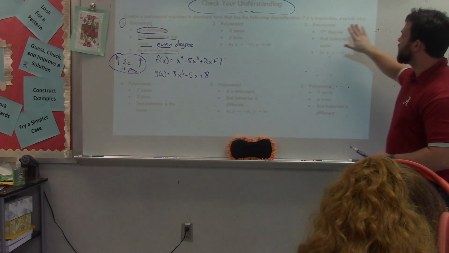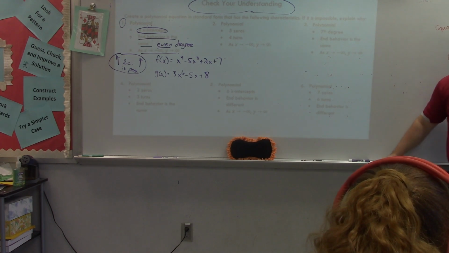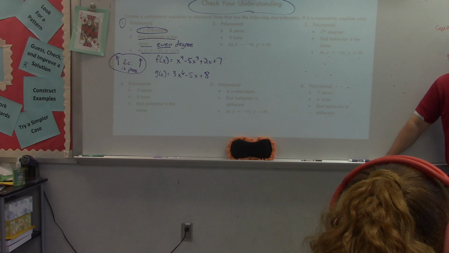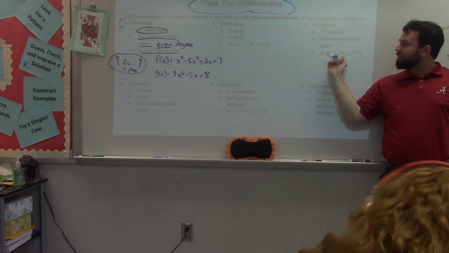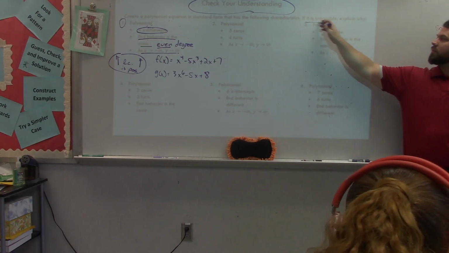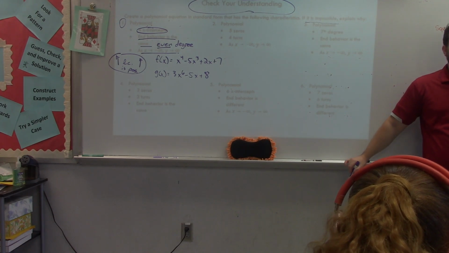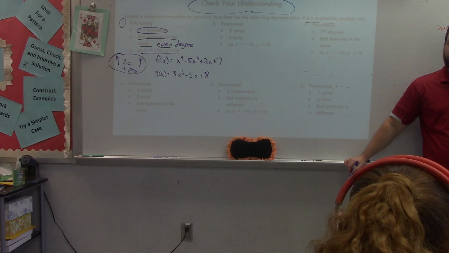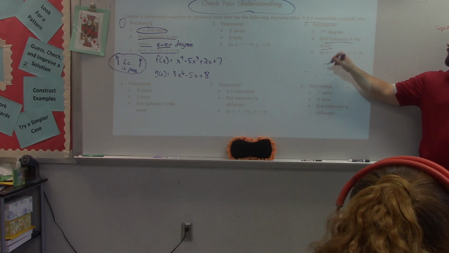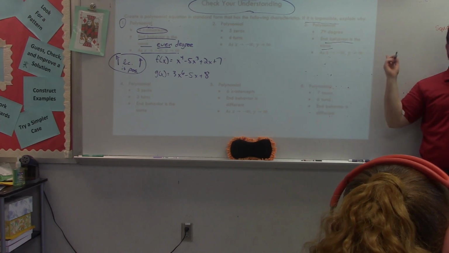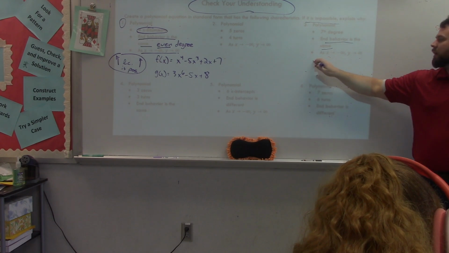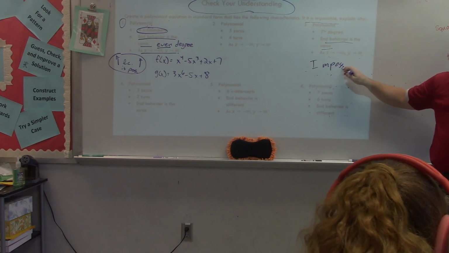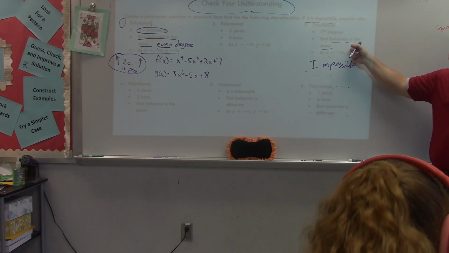Looking here at number three, though, what would I have to have in the equation, or is it one of those impossible situations? It's impossible. Why is it impossible? Because the end behaviors can't be the same if it's seventh degree. That's seventh degree or seven zeros. That can't be the same end behavior, so this would be impossible. Cannot have this and this at the same time.